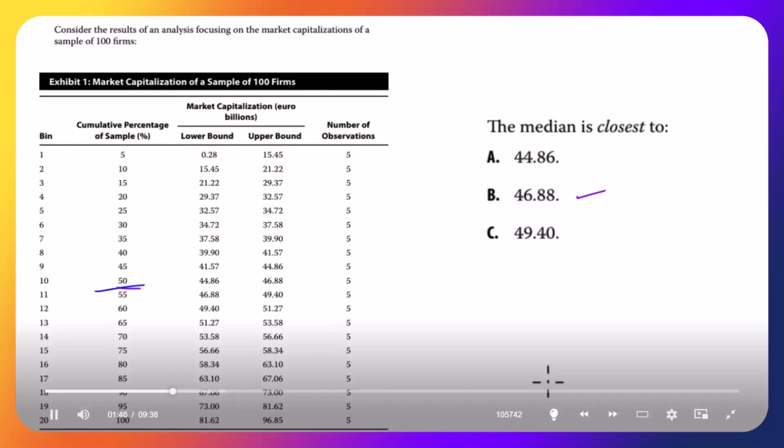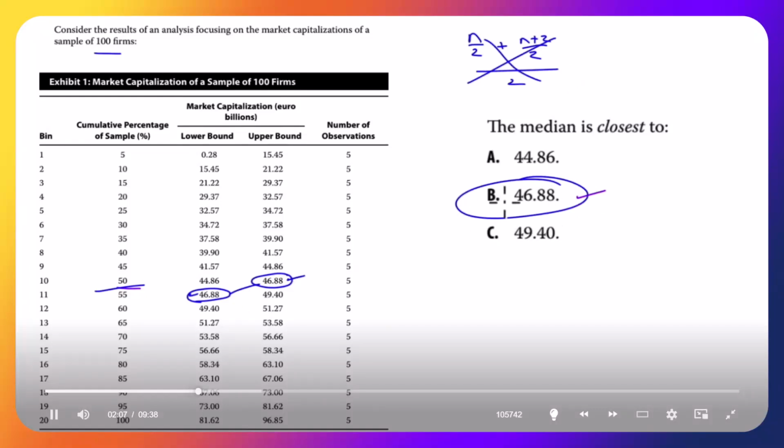And so we'll find 50. We have 100 firms, so we know it's n over 2 plus n plus 2 over 2. Then we take the average of that. So it would be the upper bound on the 50th and the lower bound beginning from 50 to 55, 46.88. We see that they're the same, so we don't have to do this. We can just take 46.88. But if they were different, we would follow this process. We would take these two numbers, add them together, and then take the average.